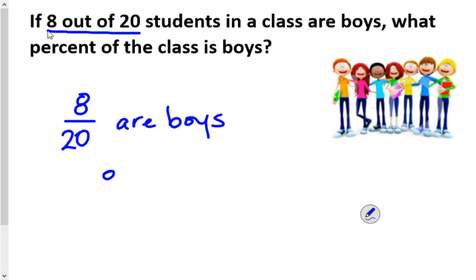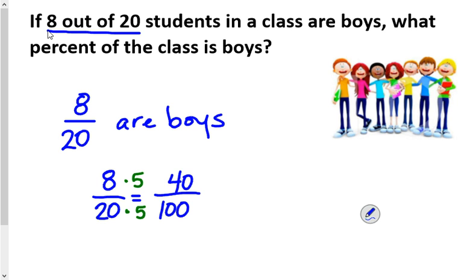Well, remember, percents have to be out of 100. So we're going to change this to be out of 100. And this one we can pretty easily do using a scale factor. 20 times 5 is 100. 8 times 5 is 40. So we would say then that 40 out of 100 are boys. So that would be 40% of the class is boys. And that's just a way that we could solve that problem.